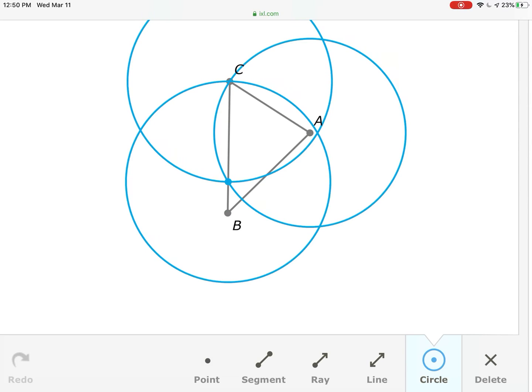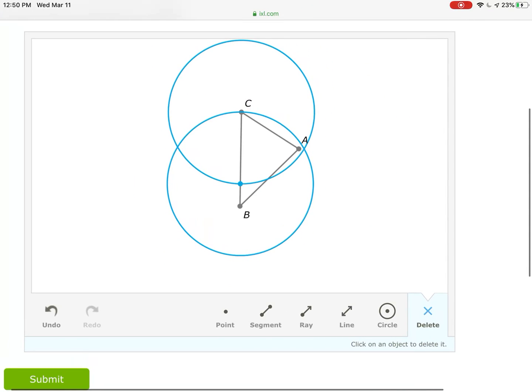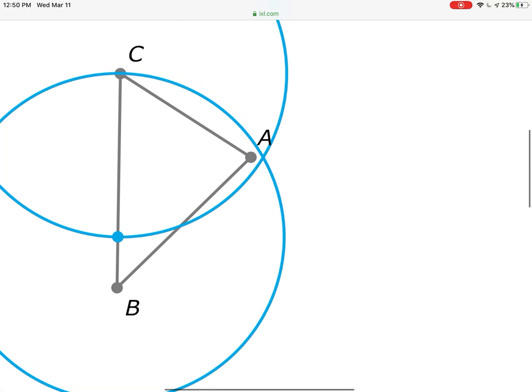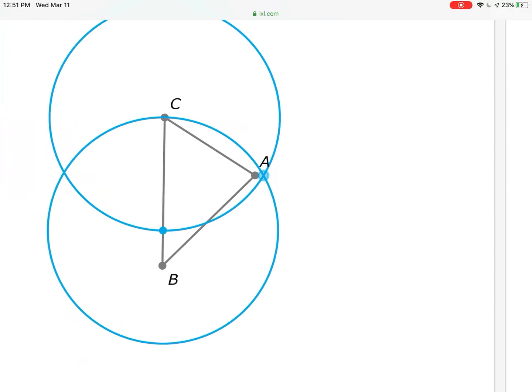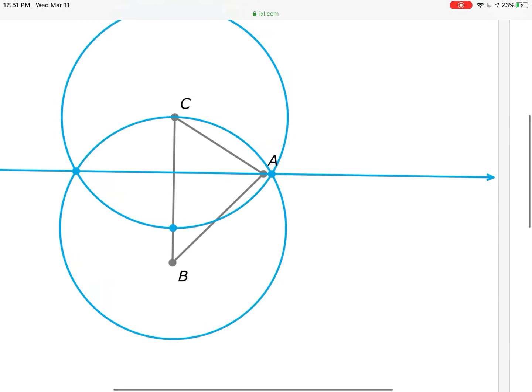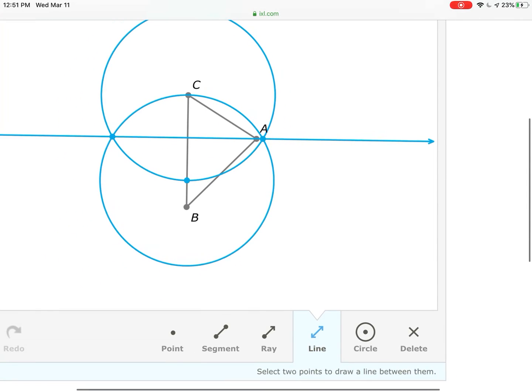And then you're going to take the line tool. Well, let's delete the first circle just to remove some of the clutter. So we're going to take the line tool and connect the intersections of the 2 circles. So right there, and zoom out, please, and right there. Okay, so that is an altitude.